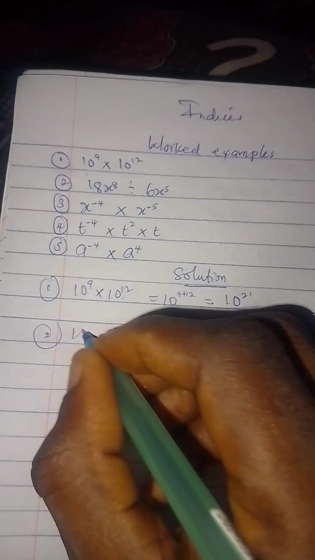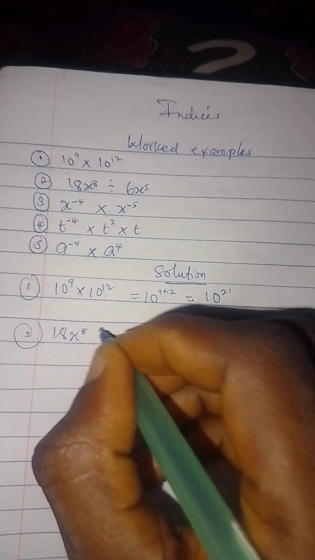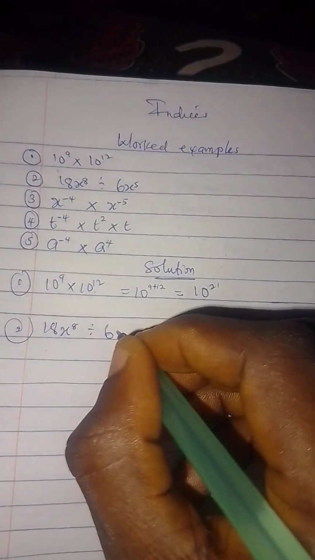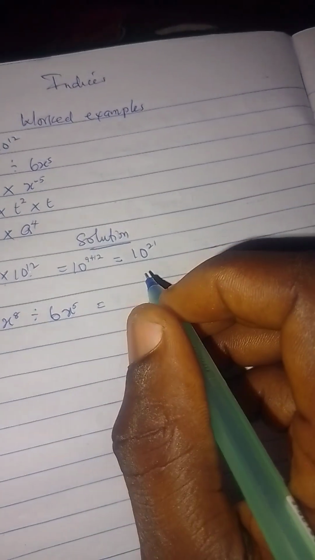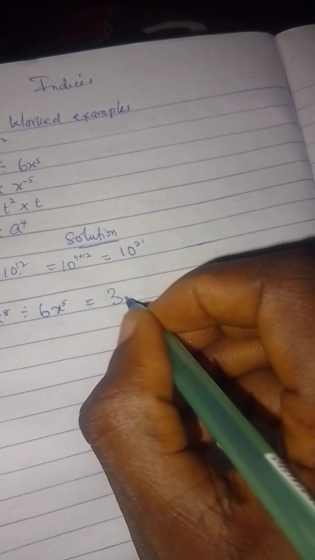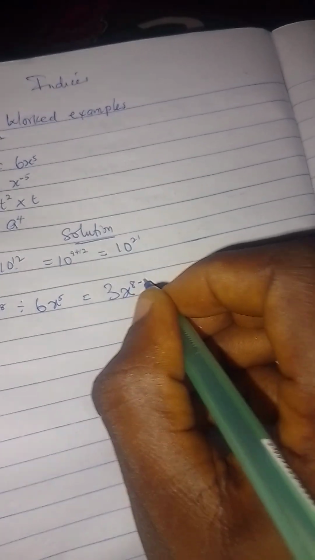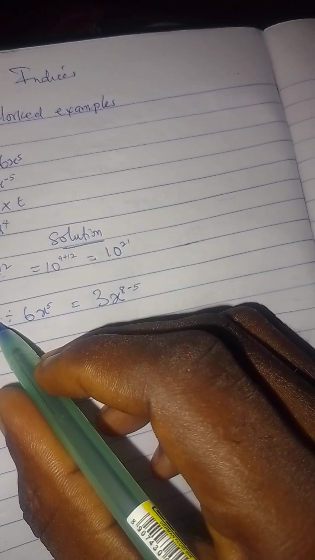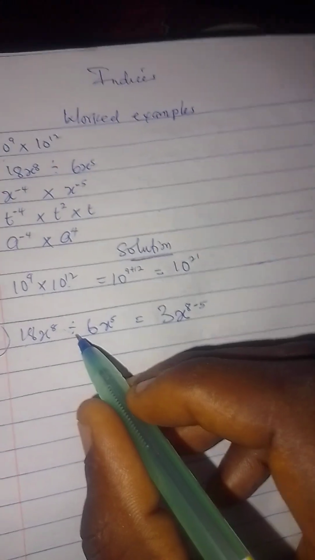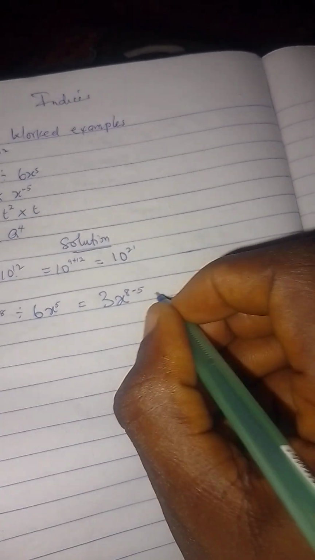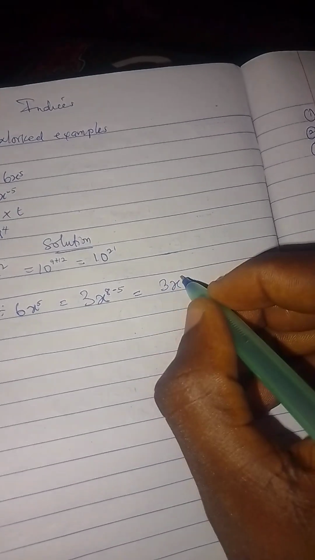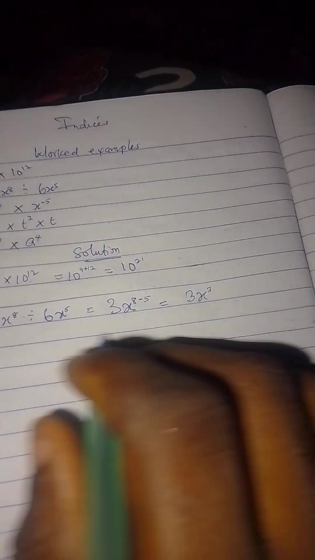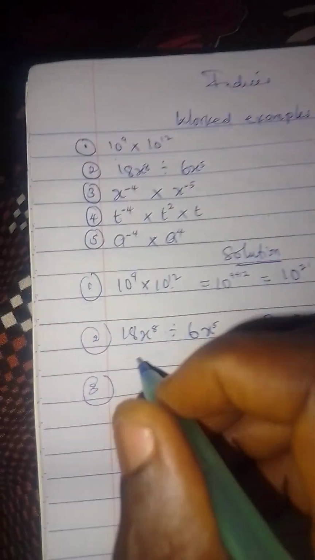Second one, I have 18x raised to power 8 to be divided by 6x^5. So what is 18 divided by 6? That's 3. Then you now have x, 8 minus 5, because of the division sign. So our final answer will now be 3x, and 8 minus 5 is 3. That's our final answer. Let's go to the third one.